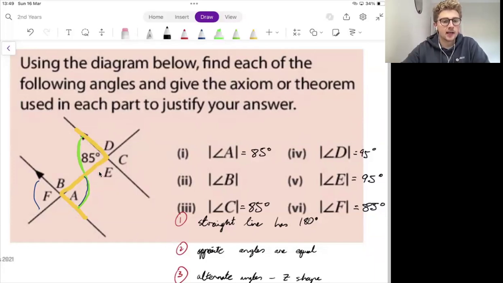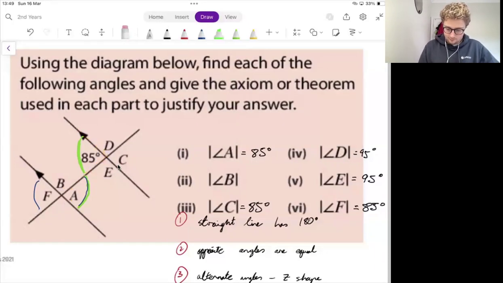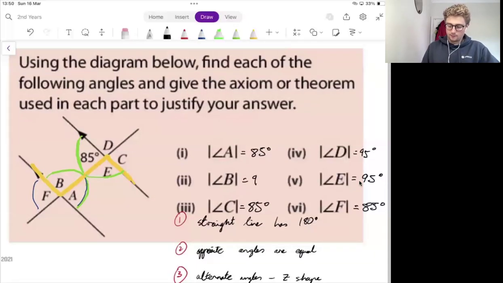Or I can say that I have another Z shape, which is this one here. So again, the angles inside the Z shape must be equal. So the angle B must be equal to the angle E. We know the angle E already is 95 degrees. The angle B must also be 95 degrees. Okay, and that's all my information filled in.